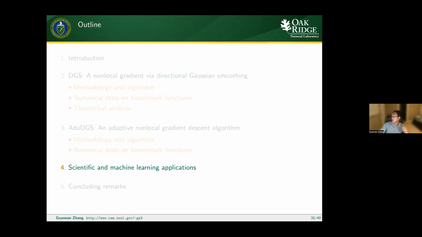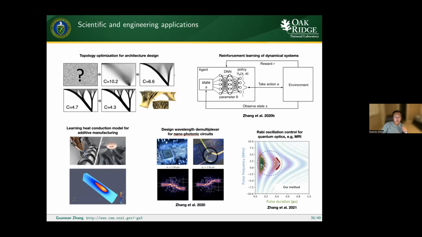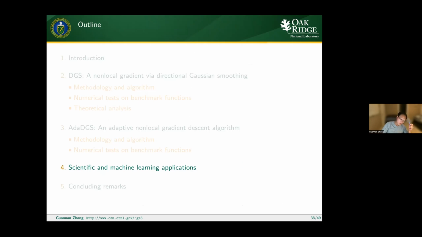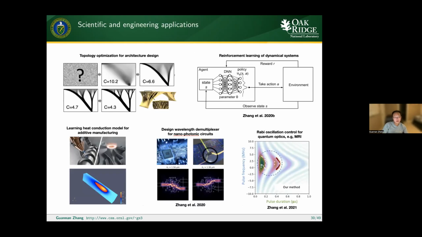So now I don't know how much time I have. Okay, pretty much. So I'm going to briefly go through some of the examples that we applied our methods to. We have applied our method to topology optimization, to reinforcement learning, and to some additive manufacturing problems. Basically, it's more on the side of model calibration.